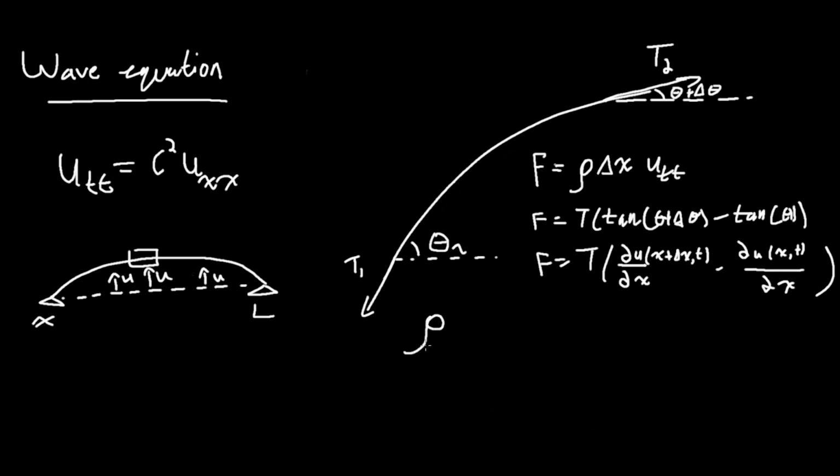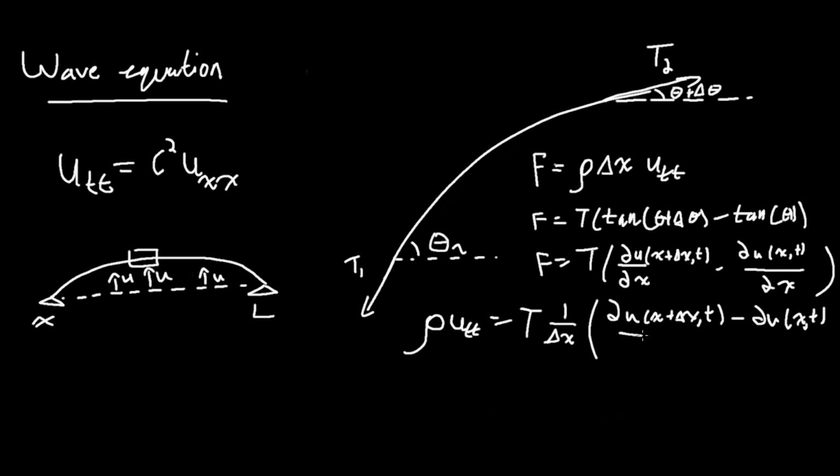Delta rho of the acceleration with respect to time. This is force. This is also force. That means I can make them equal to each other. By the way, I'm moving this delta x onto the other side. Times 1 over small change in x of this, u of x plus small change in x, t, minus the same thing x, t, over dx.